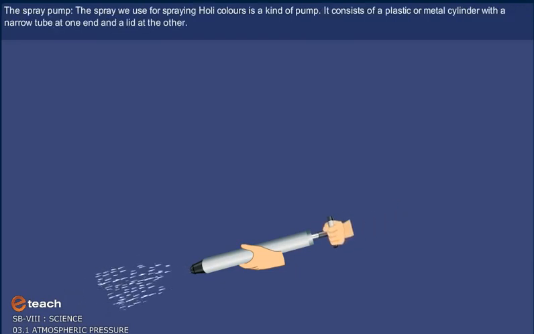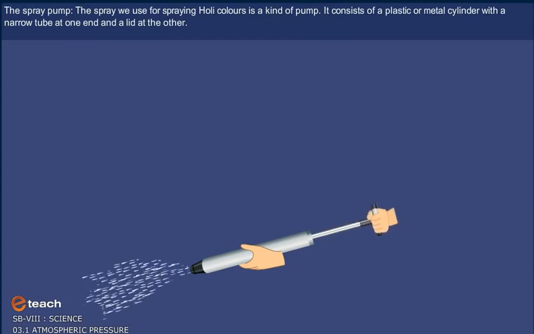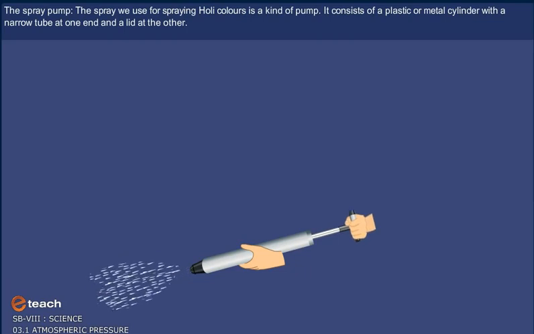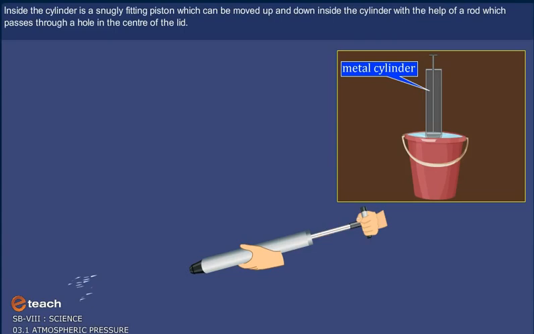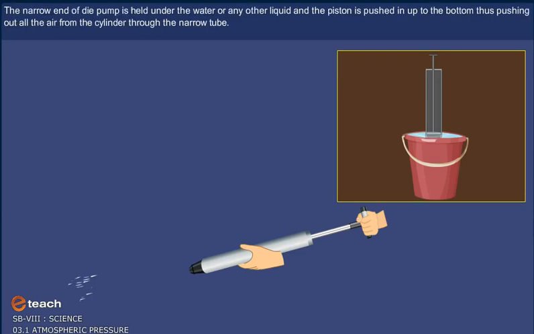The spray pump. The spray we use for spraying holi colors is a kind of pump. It consists of a plastic or metal cylinder with a narrow tube at one end and a lid at the other end. Inside the cylinder is a tight fitting piston which can be moved up and down inside the cylinder with the help of a rod which passes through a hole in the center of the lid. The narrow end of the pump is held under the water or any other liquid and the piston is pushed in up to the bottom, thus pushing out all the air from the cylinder through the narrow tube.